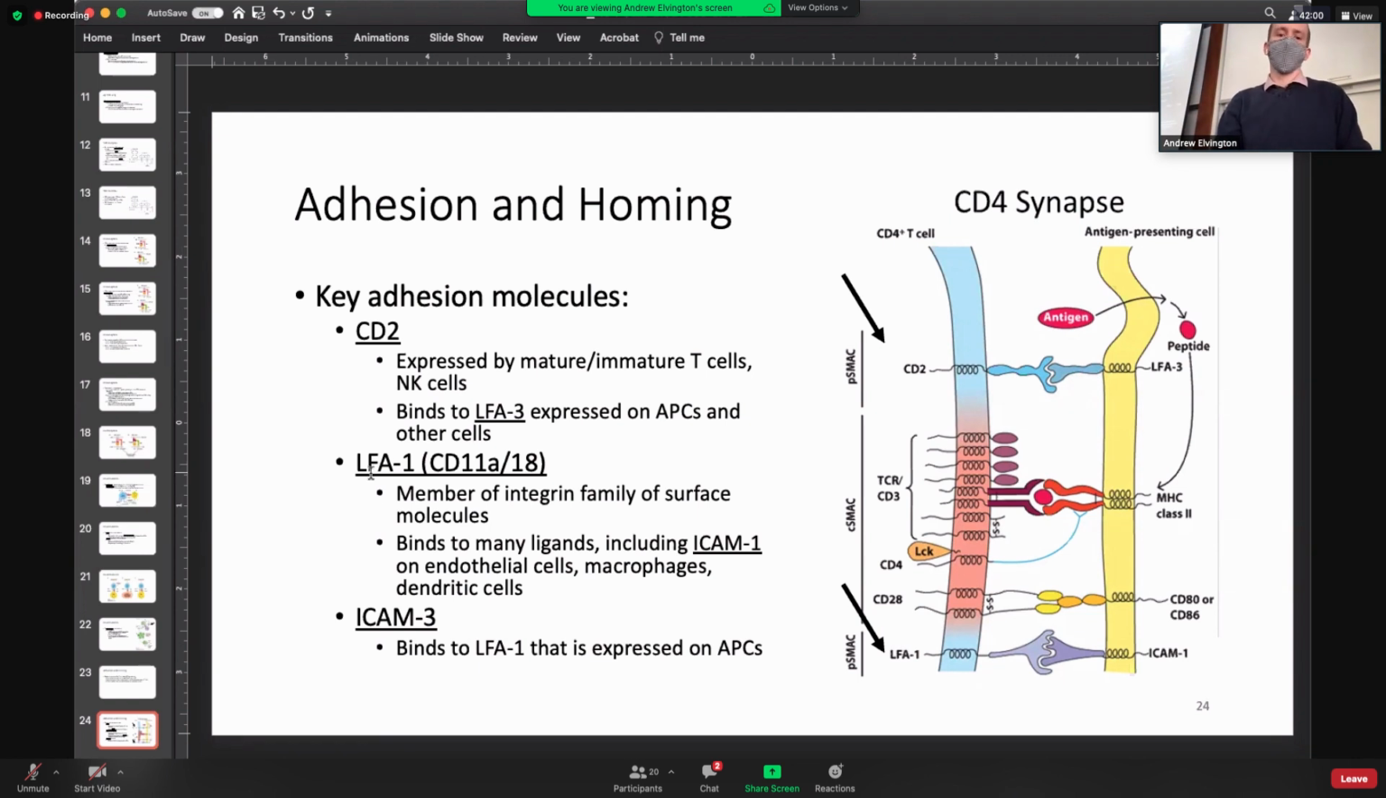You have another molecule expressed by T cells called LFA1. It binds to a ton of things, ICAM1 being one of these groups, and that helps it hold on. T cells can also express ICAM3, which binds to LFA1 expressed on the cell trying to activate it. So the moral of the story is something like CD2: if you were to knock that out, I give you a patient who does not express any CD2, purely for T cells, what could be the complication?